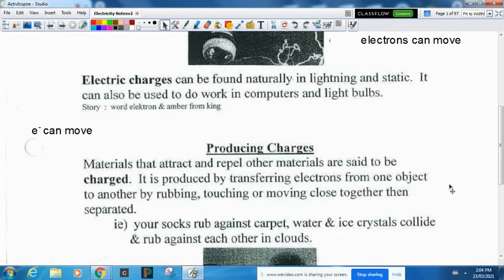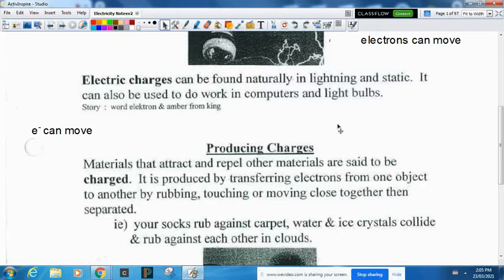We looked at producing charges when we were in the chemistry unit. Metals give electrons away to become positively charged. Non-metals absorb electrons to become negatively charged. So, for example, it has to be two different materials, though, if you're transferring charge from one thing to another. If you rub two identical socks together, nothing's going to happen. You might make some funny noise, but that's about it.